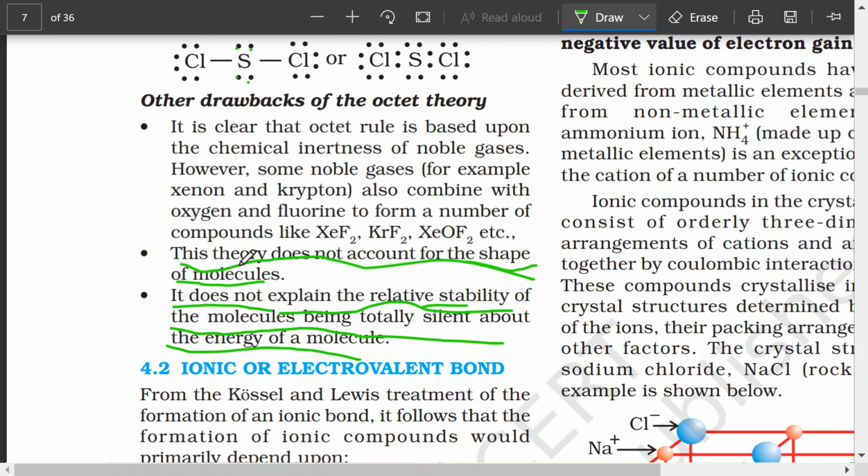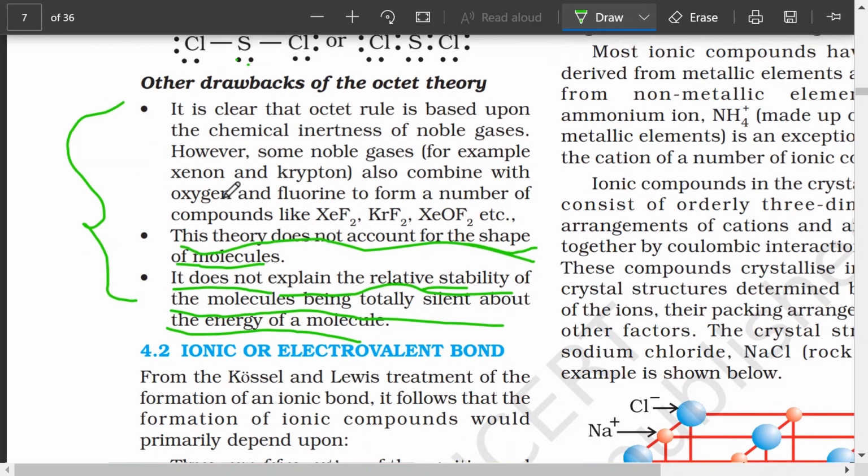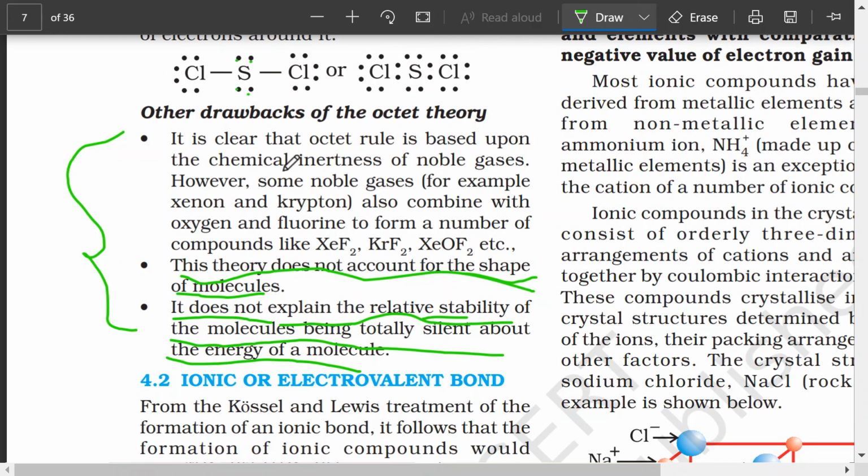So these drawbacks were the reason why other theories came. We will study them in the next lecture, right?